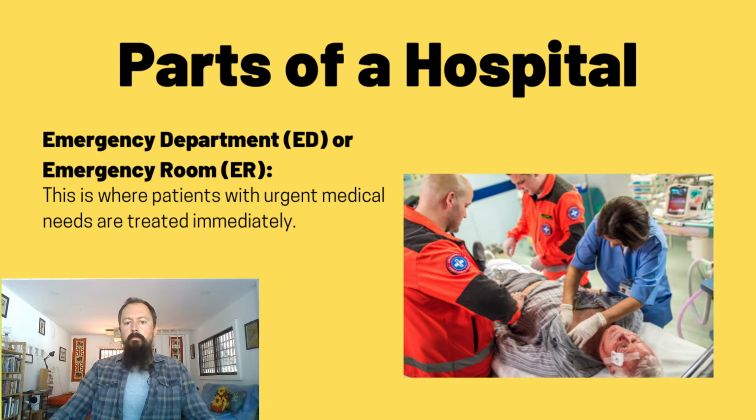First of all, we have the emergency room, which is often abbreviated to ER. This is where people are taken when they've had a serious accident and need immediate medical attention.